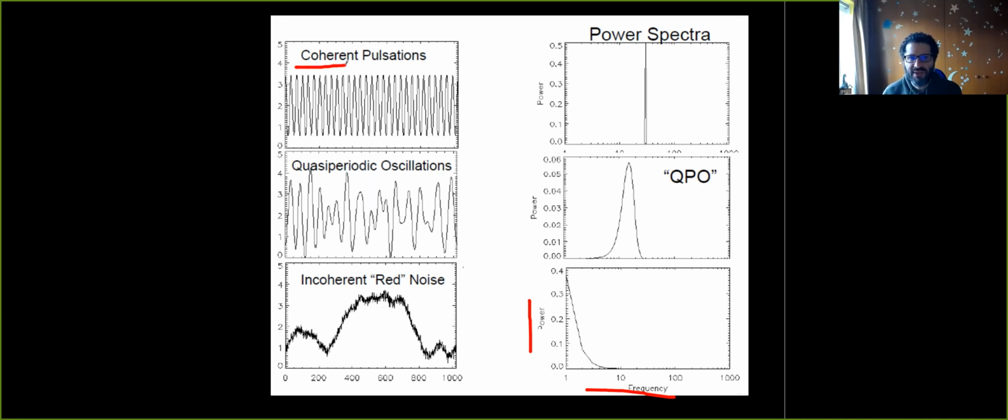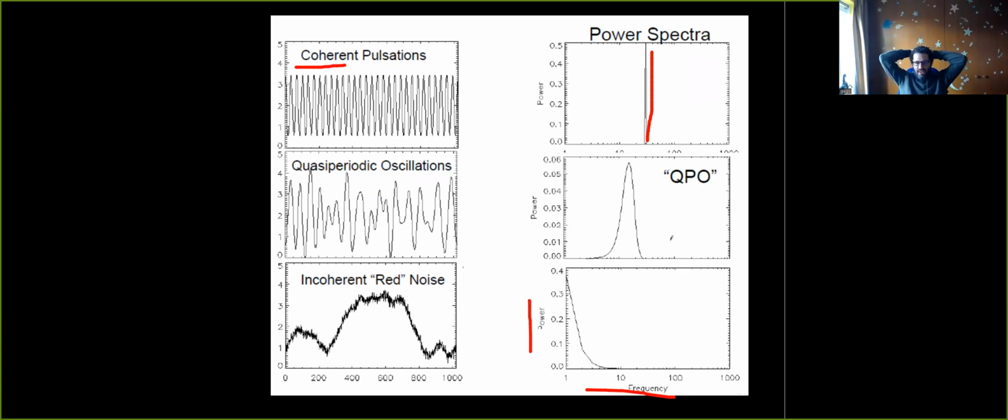And you can have coherent pulsations. A coherent pulsation is basically a perfect sinusoid. And then what you get in the power spectra is almost like a Dirac delta, not like the one I drew. If you have a quasi-periodic oscillation, so an oscillation that is pretty much coherent but not perfectly coherent, so it's not a sinusoid, then you get what is called the QPO.